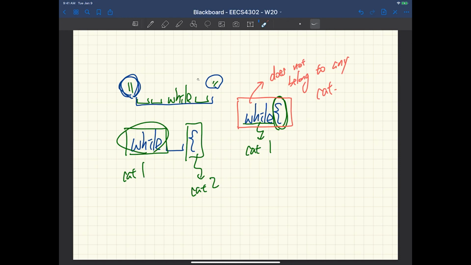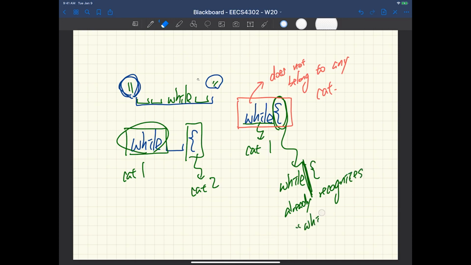Guys, in case you're a little bit confused, I think that's a good example. Let me write it down. So now, basically thinking this way, when you are here, this already recognizes "while" as a valid token.